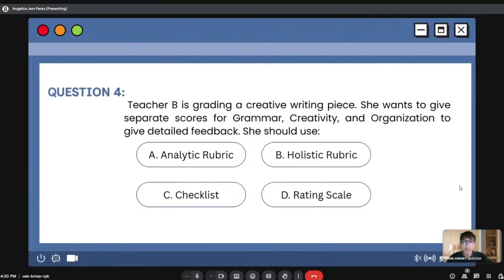For our question number 4, Teacher B is grading a creative writing piece, and she wants to give separate scores for grammar, creativity, and organization to give detailed feedback. She should use letter A, analytic rubric, B, holistic rubric, and letter C, checklist, and lastly, rating scale.